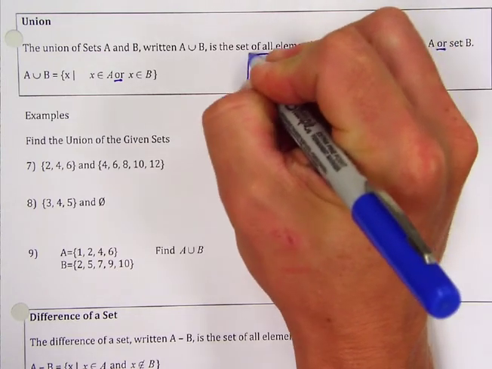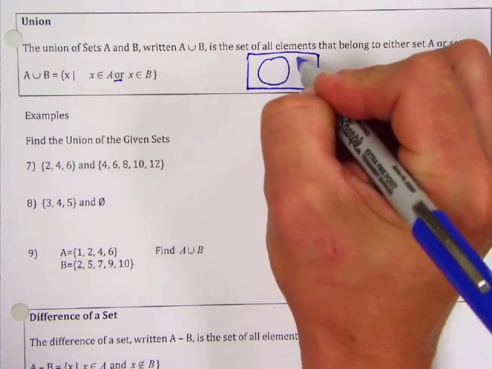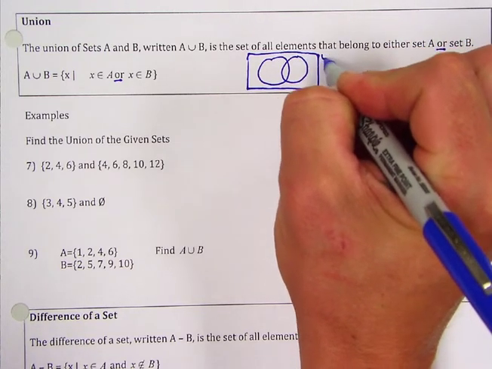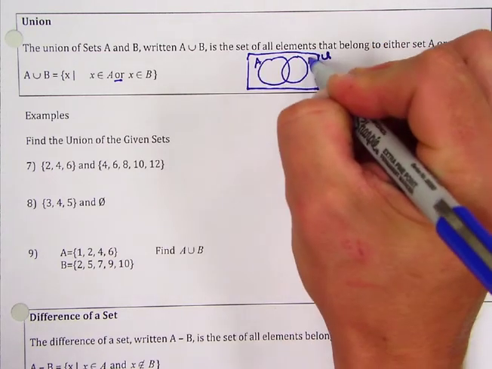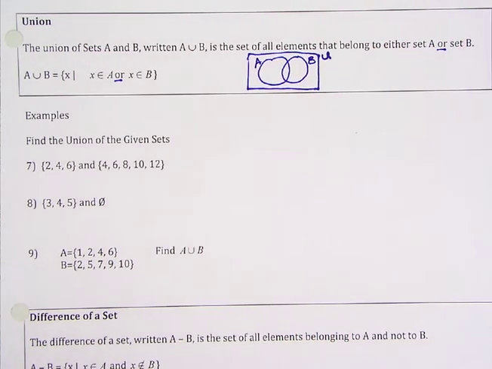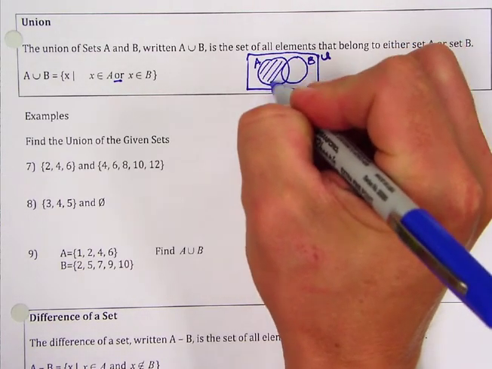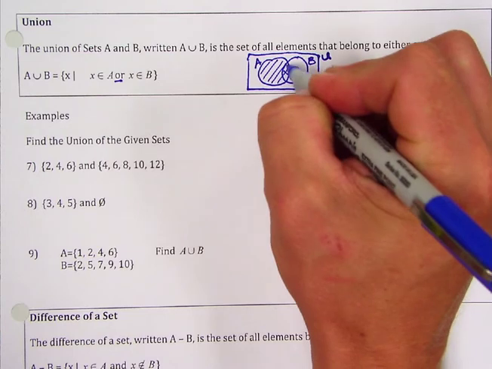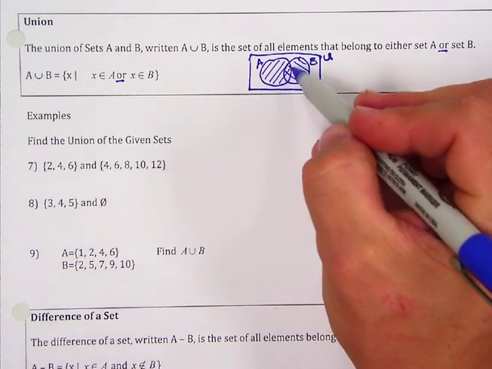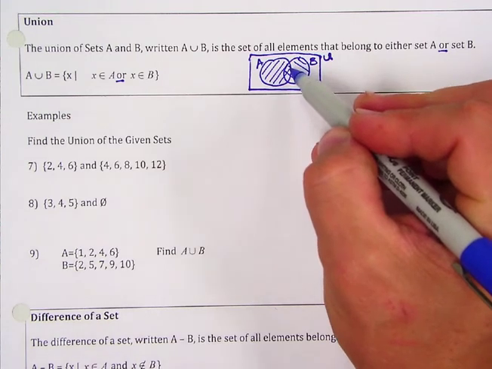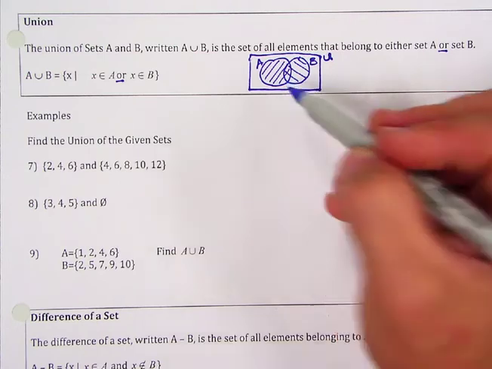So we're going to draw our Venn diagram again. So here's the universal. Here's set A, here's set B. So we're going to end up uniting both of these sets. So here's set A, and here's set B. Now notice the intersection kind of gets shaded in there twice, but when we write the union, the set, we only include those elements one time.